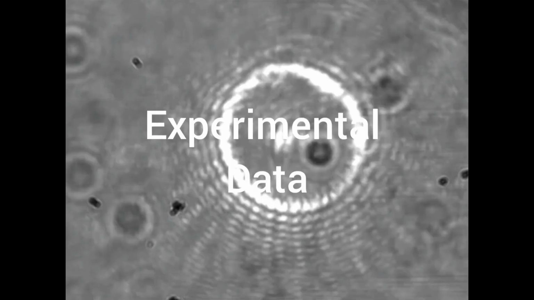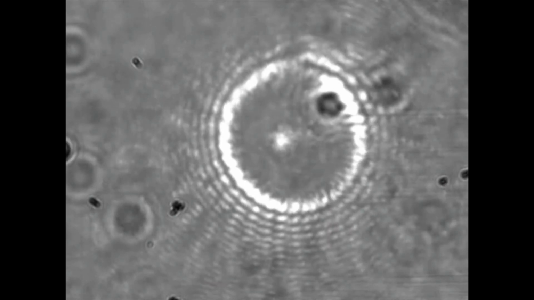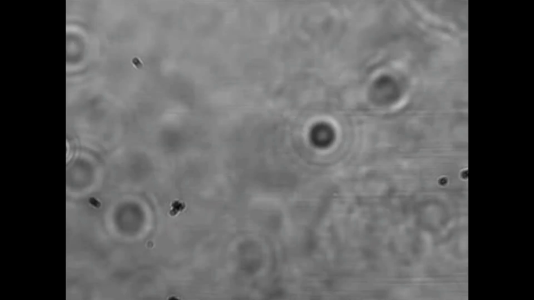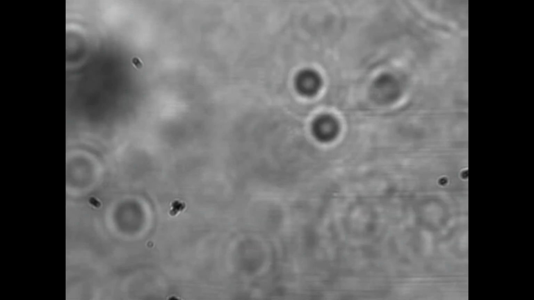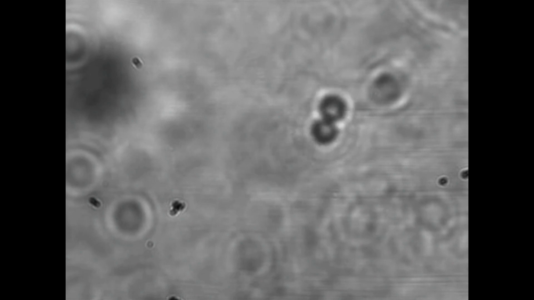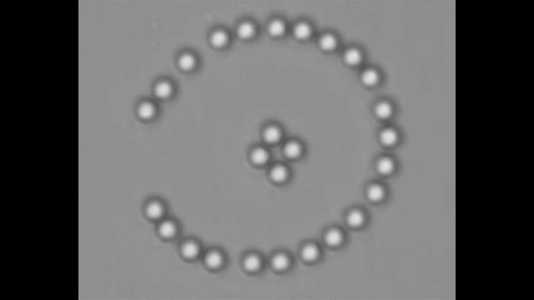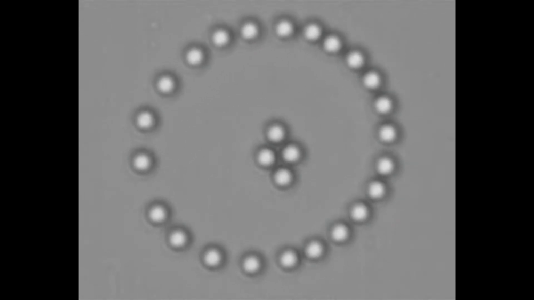Let's have a look at some experimental data. You can see a circular trap which we generate with our infrared laser. We can also block the infrared light from our camera and only look at the particle which is moving along the circular trap. We can also trap multiple particles. In this case, we see two particles moving along the circular trap. And here we can see lots and lots of particles moving along a circle.